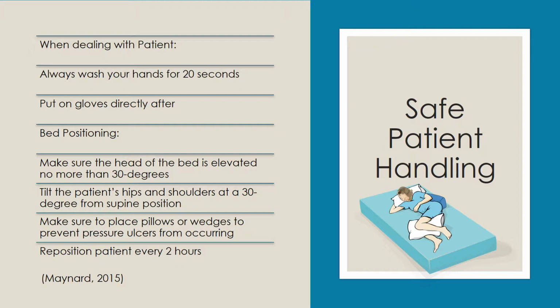Bed positioning. Make sure the head of the bed is elevated no more than 30 degrees. Tilt the patient's hips and shoulders at a 30-degree angle from supine position. Make sure to place pillows or wedges to prevent pressure ulcers from occurring. Repositioning patients every 2 hours is highly important. This prevents pressure ulcers from occurring.